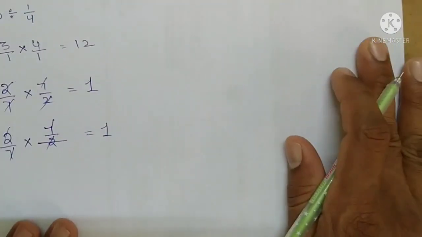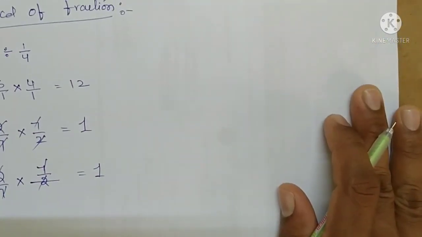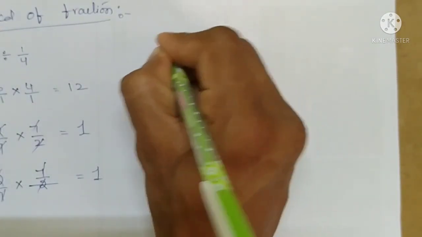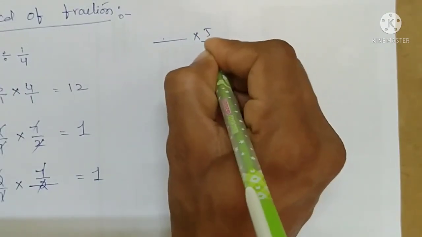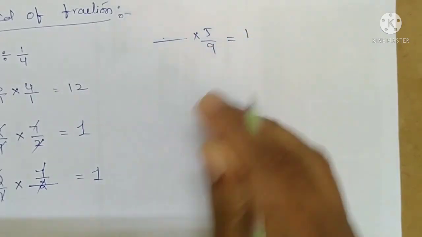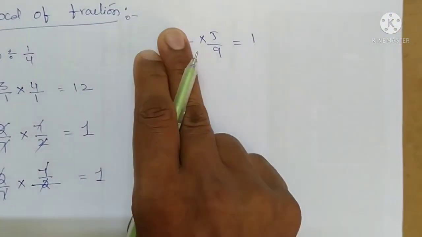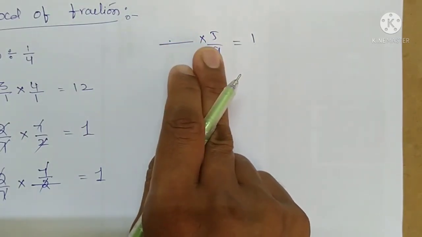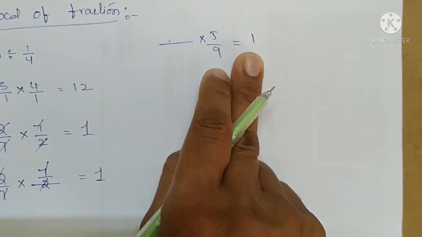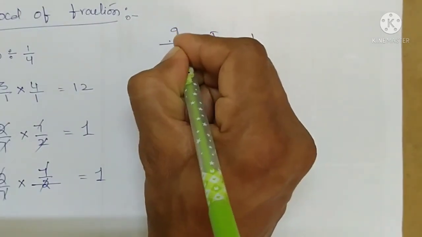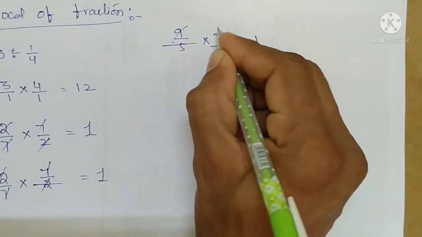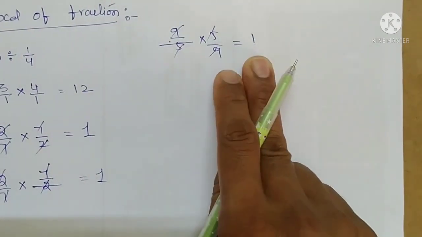Let's take another question: a blank into 5 by 9 is equal to 1. We know a fraction and its reciprocal multiplication result is always equal to 1. So the fraction becomes 9 by 5. Here 9 and 9 cancel, 5 and 5 cancel. The result is 1.